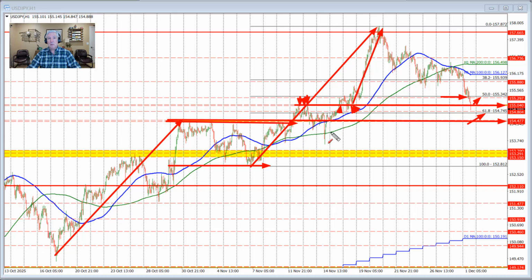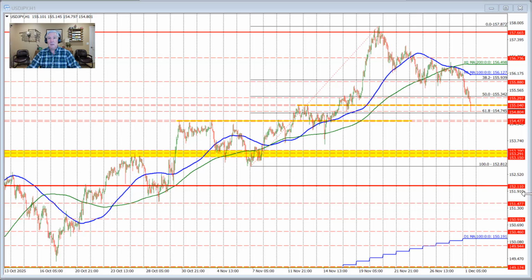Admittedly it got a little wonky here, but what I like about it is how it held support here before moving to the upside. So that level is another key target down near the 154.45-ish level for the dollar versus yen.